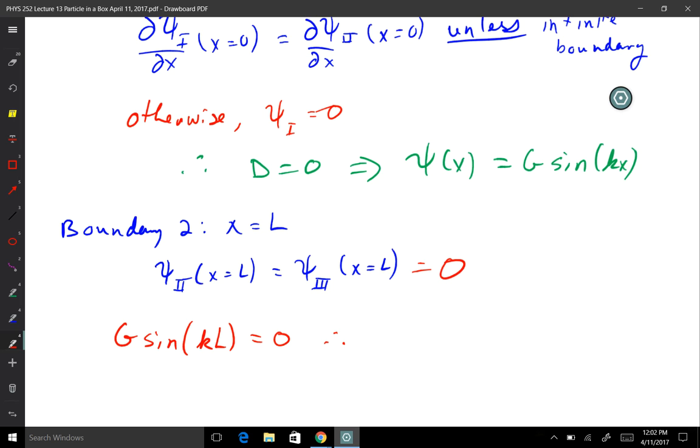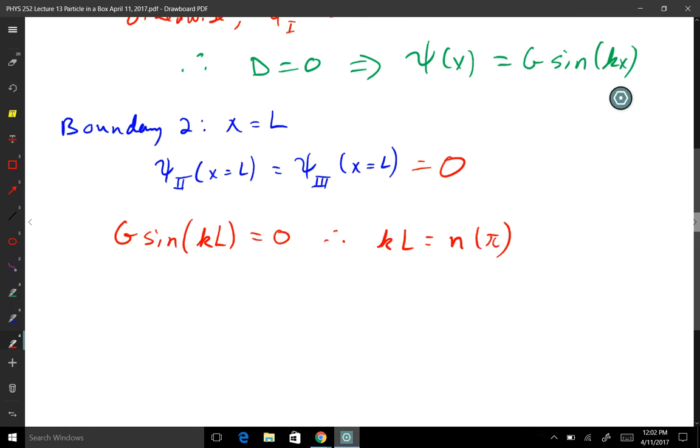If G is 0, what do I have for my result? Psi is 0, what we call the trivial solution. If psi is 0, that means there's no particle in the box because the probability of finding the particle anywhere is 0. So we throw the trivial solution away. What's the other solution? Not k is 0. We have to have sine of kL is 0. So that's going to be some integer multiple of pi, because sine of 0 is 0, sine of pi is 0, and so on.